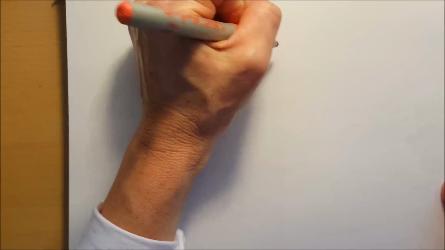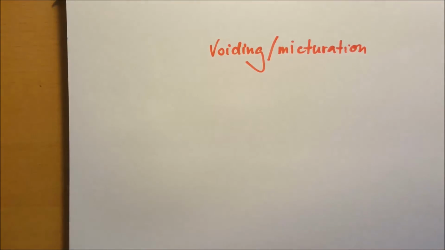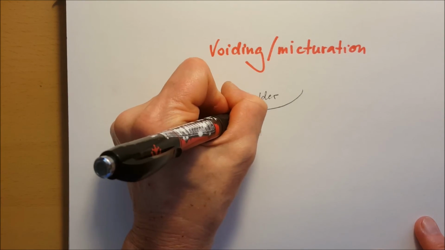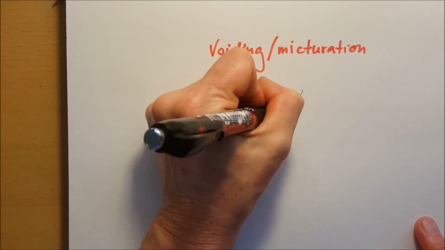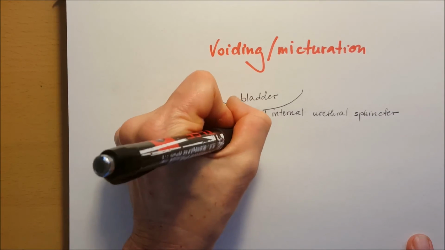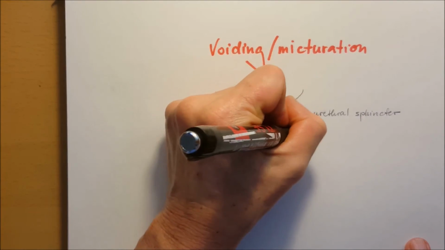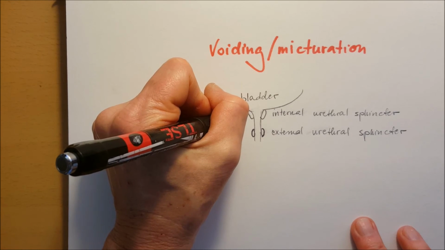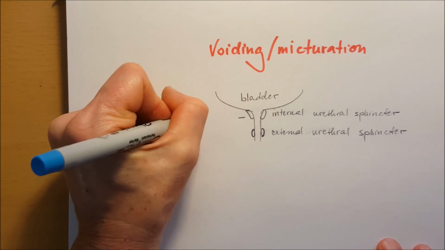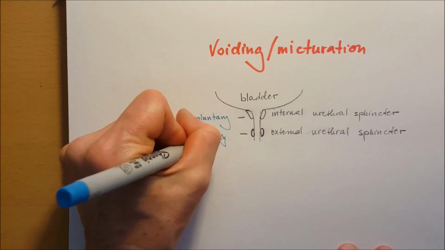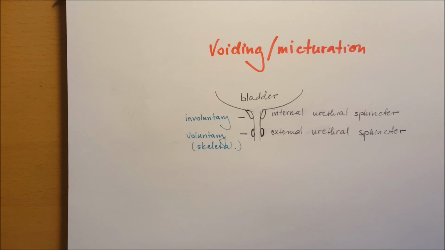The last topic is voiding, or micturition. I misspelled it. Micturate is the verb, but micturition is the noun. So here's the bladder, which can contain 200 milliliters of fluid without feeling it. Now, in the urethra, we have the internal urethral sphincter proximal to the bladder, and distal from the bladder is the external urethral sphincter. The internal is involuntary, we cannot control it. The external is voluntary, it's a skeletal muscle basically.